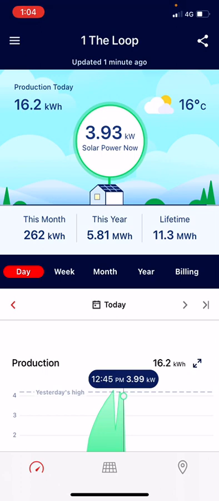So we got solar power now, which is the system and what it is producing this very moment, 1 o'clock in the middle of July. And if we look to the left of that, just above, we see production today. This is a very useful number.